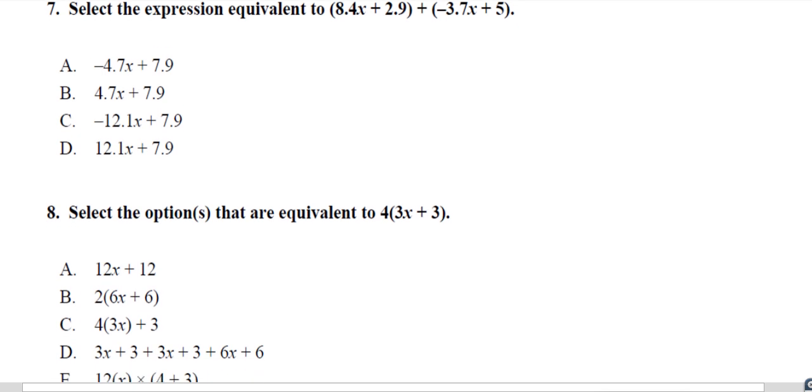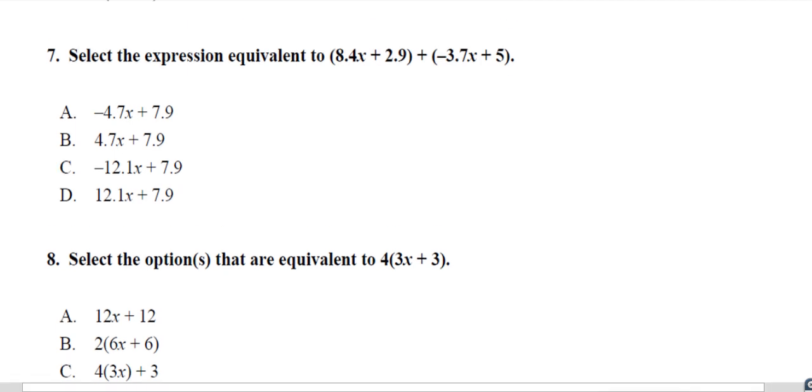So select the expression that's equivalent to 8.4x plus 2.9 plus negative 3.7x plus 5. Okay? So now we're dealing with rational numbers, decimals. And so in this case, since I have a plus sign, since it's only addition, I really don't have anything to be worried about. There's nothing that is stopping me from rewriting this expression because there's no need for the parentheses here at all. There's nothing outside of it that needs to be separated. So I can really just rewrite this without the parentheses.